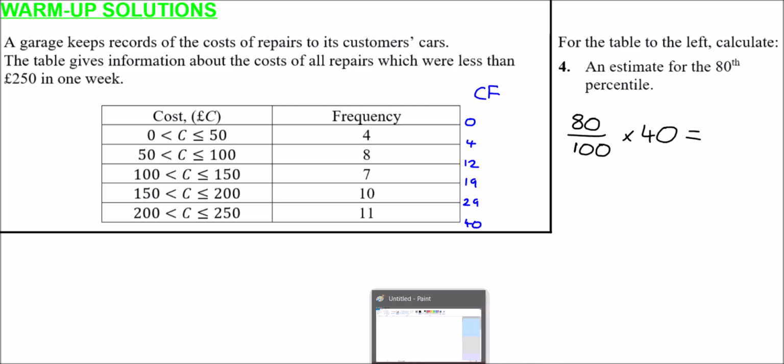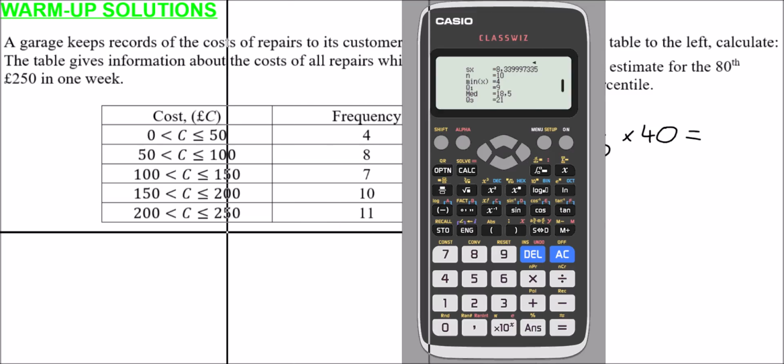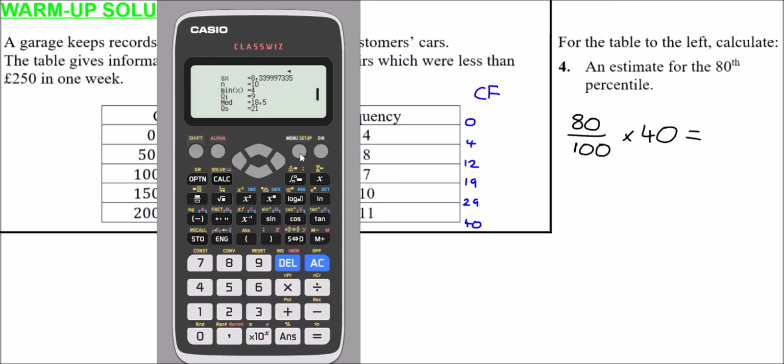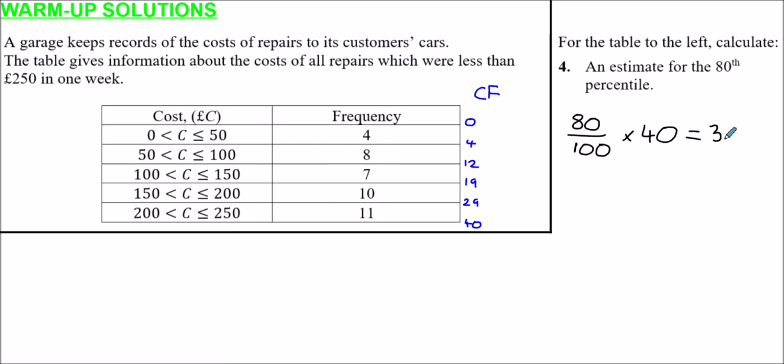So let's work this out. You could do this without a calculator, but if you have one, you may as well just treat yourself and use it, I suppose. So press menu, then 1 to get back into normal mode, if you're outside of normal mode. So 80% of 40, that gives us 32. So the 80th percentile means we want the 32nd value.